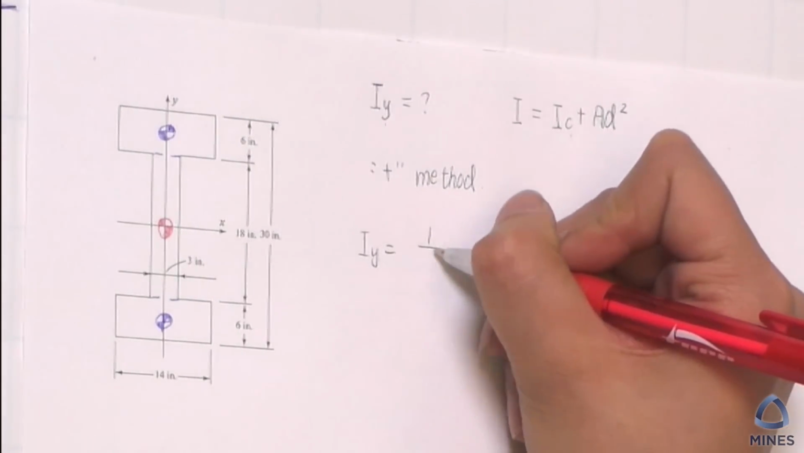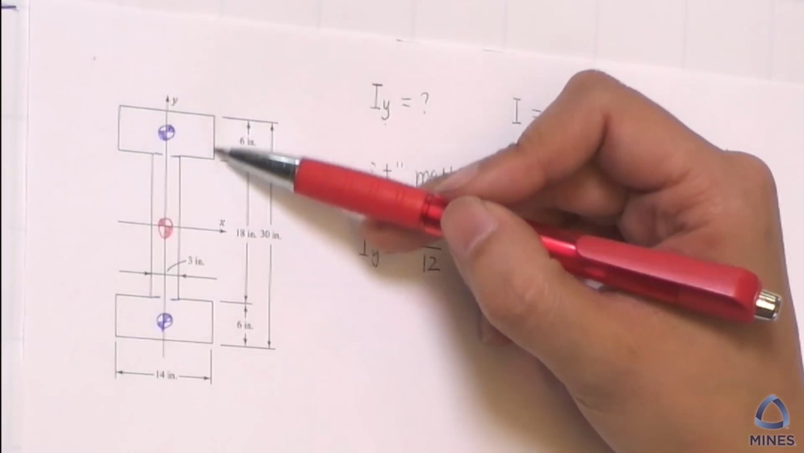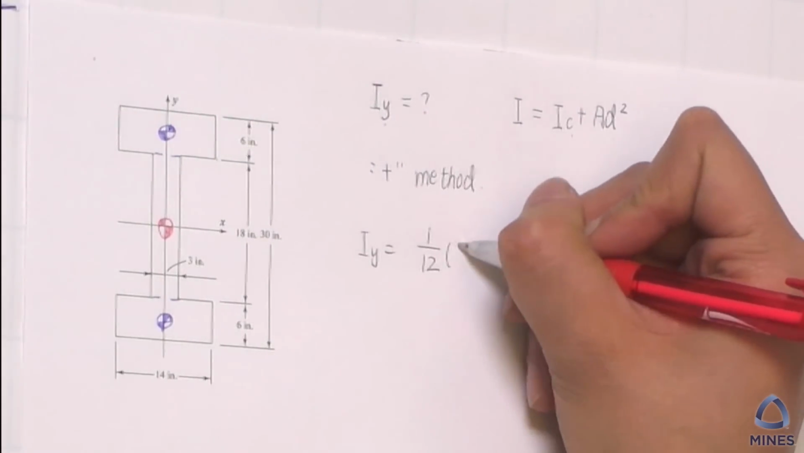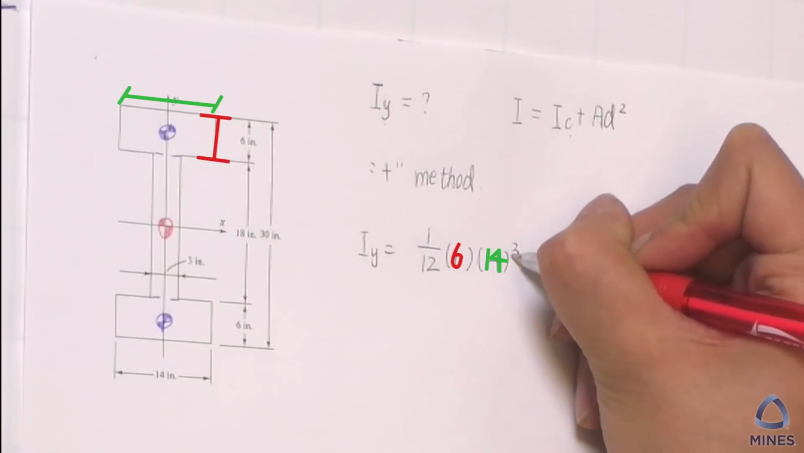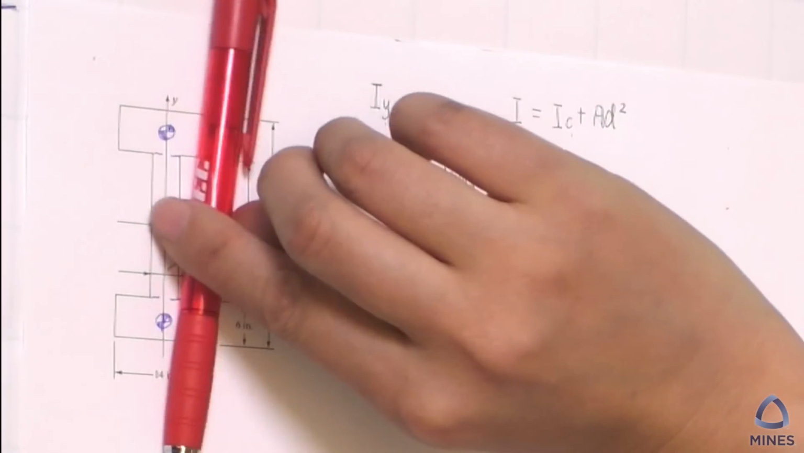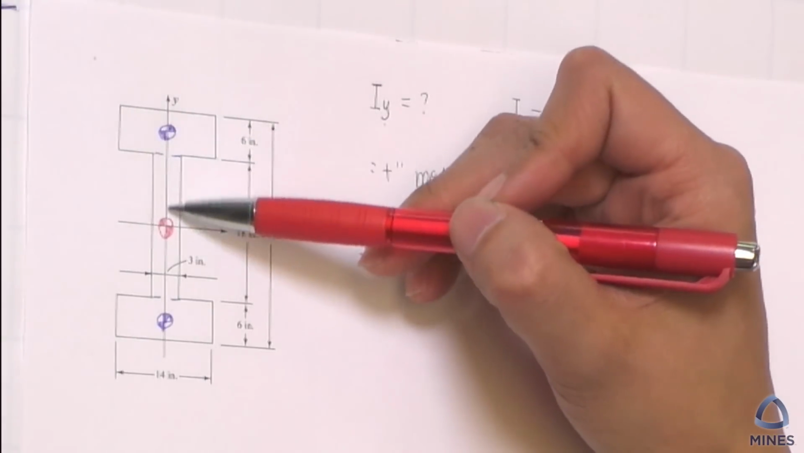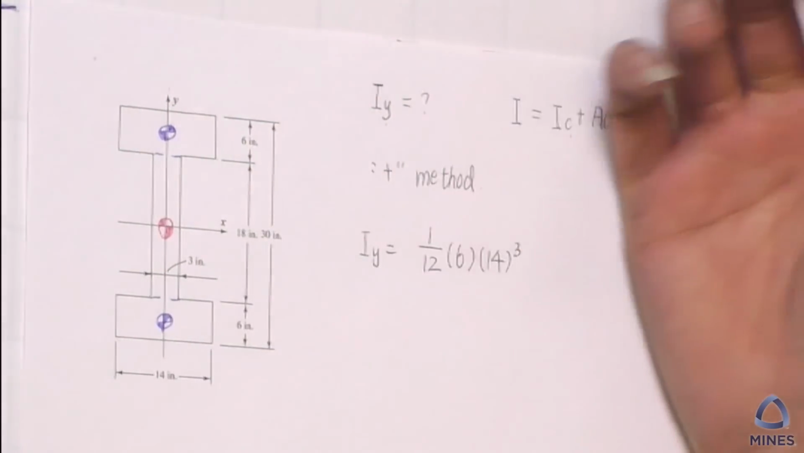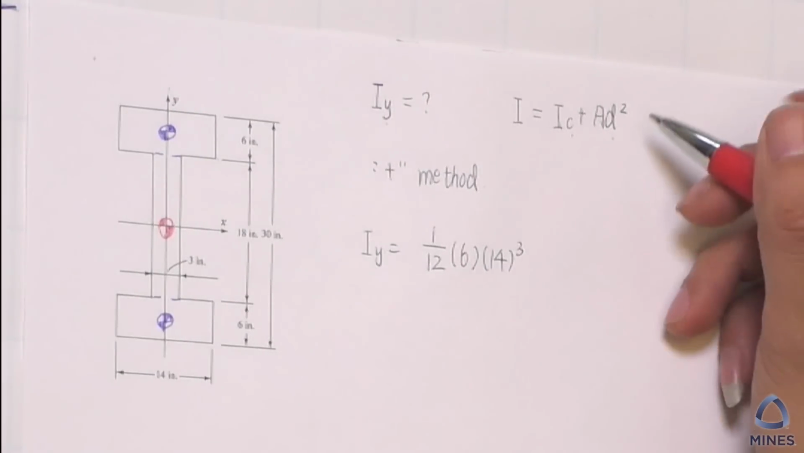This time 1/12 b h cube. So the b is going to be the base parallel to the y-axis. So that's why we are going to use 6, and 14 will be the height. And do we need to shift the area from the blue to the red? Actually, the answer is no, because you can see it's all on the y-axis here. We don't need to shift anything. So the d will be 0.